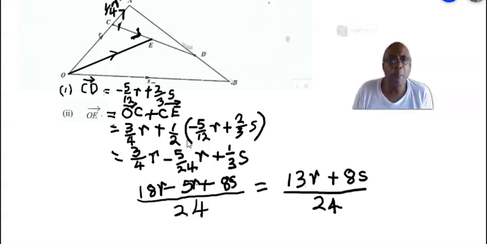So that's it for part C of the question. So next class we'll go on to the final part, D, of question 10 and the final part.